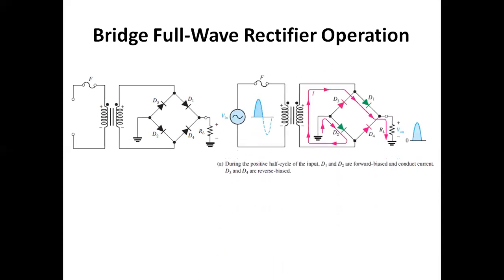How does it operate? Again, we take the approach of what happens during the positive half cycle of the input voltage. At the secondary, a voltage is induced such that at this point it is positive and at this point is negative. And that being the case, if you look, you'll see this diode will be forward biased, and also this diode will be forward biased.